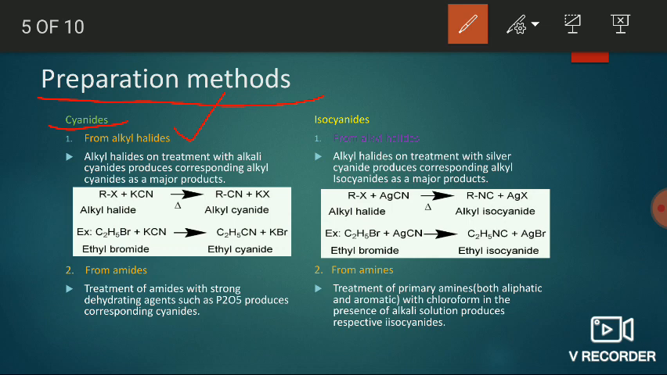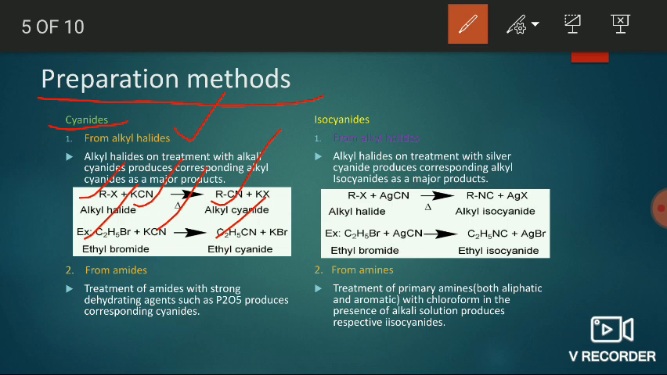In this method we also get a small amount of isocyanide, but the major product is cyanide. That is, in the reaction of an alkyl halide with alkali cyanide, we get alkyl cyanide as the major product, and also alkyl isocyanide in small amounts. If you observe the reaction, an alkyl halide reacting with potassium cyanide gives the corresponding alkyl cyanide, R-CN. If you take a specific example, C2H5Br, that is ethyl bromide, reacting with potassium cyanide gives ethyl cyanide. If you observe the reaction, it is an example of a nucleophilic substitution reaction.